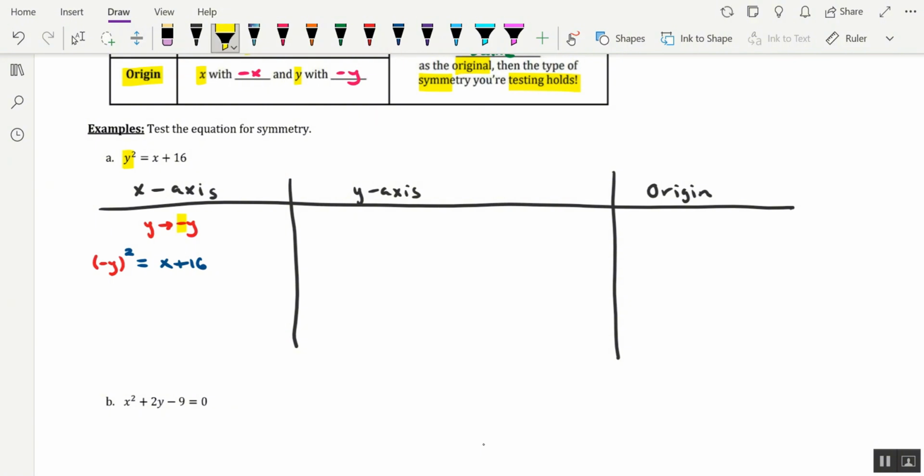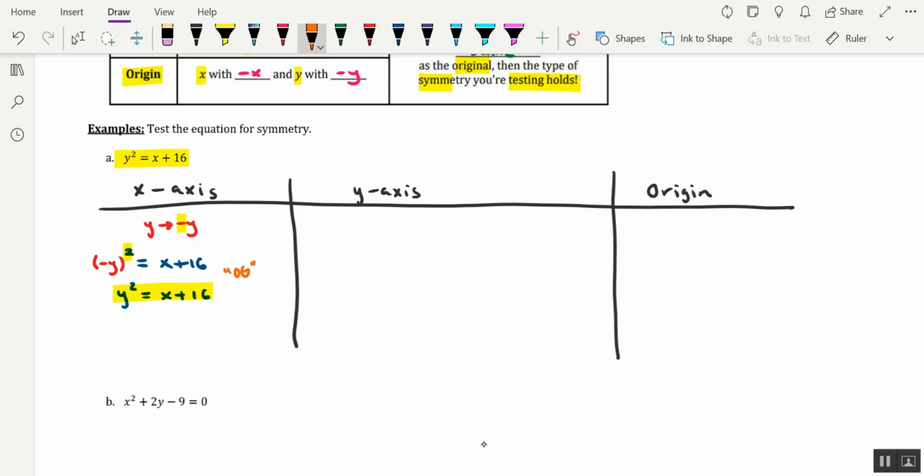Of course, we're going to simplify according to the order of operations. We'll square this negative y. That turns into a positive y squared, equaling x plus 16. Now something you'll notice here is that this equation that we ended up with after simplification is the same as the original, or the OG equation. What that means is that our equation has x-axis symmetry. So let's just go ahead and note that: x-axis symmetry.